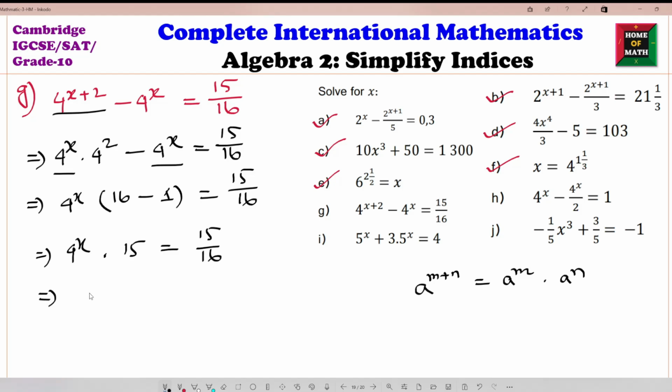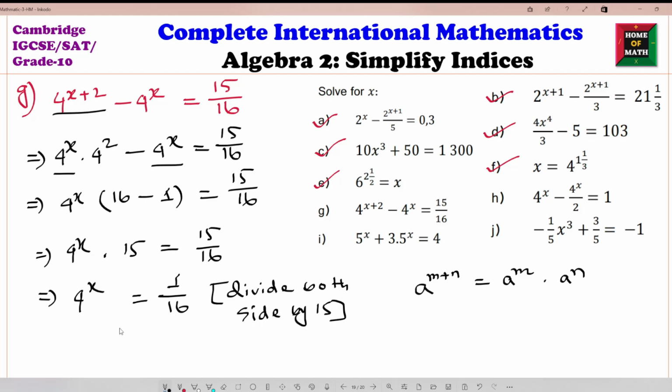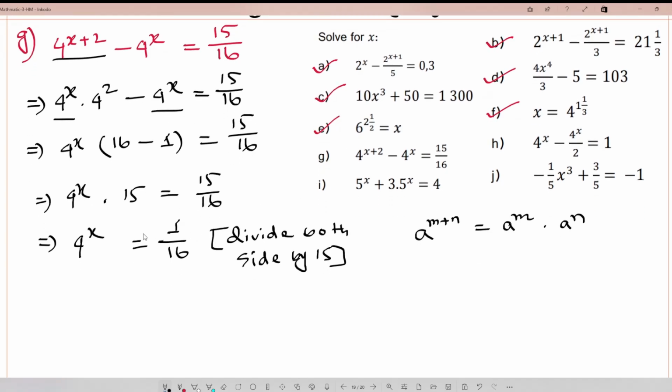Now we divide both sides by 15, so it will be 4 to the power x equals 1 by 16. We can write a side note: divide both sides by 15. Okay, so 4 to the power x equals 1 by 16.